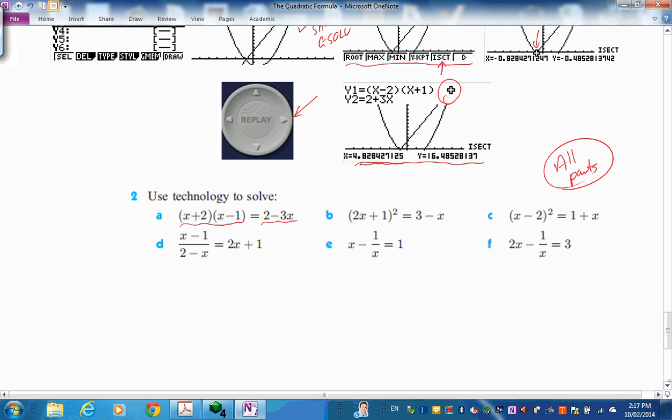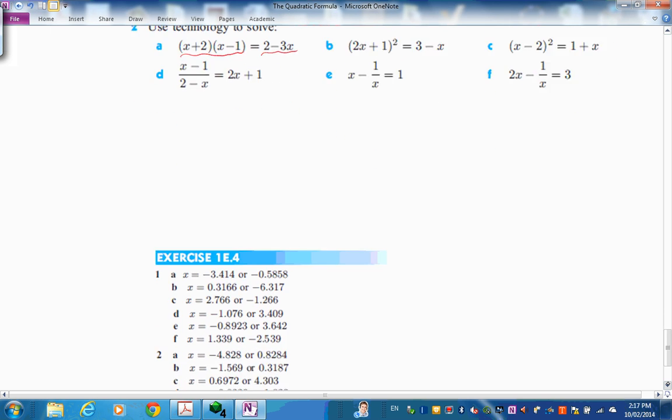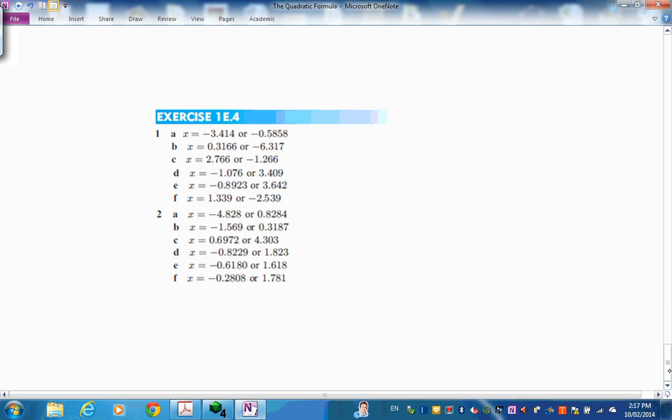Alright, let's go down and look at the answers, and here they are here. Okay, all in decimal form, so they've used graph mode there. Have a look at Equa, because it has got the advantage of giving you the surd or irrational exact form. Alright, well, we're underway. We've got a bit of a helping hand there with technology and with the formula.